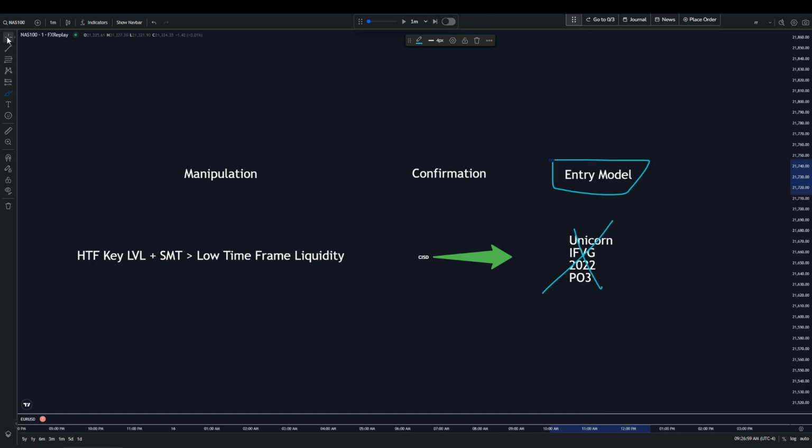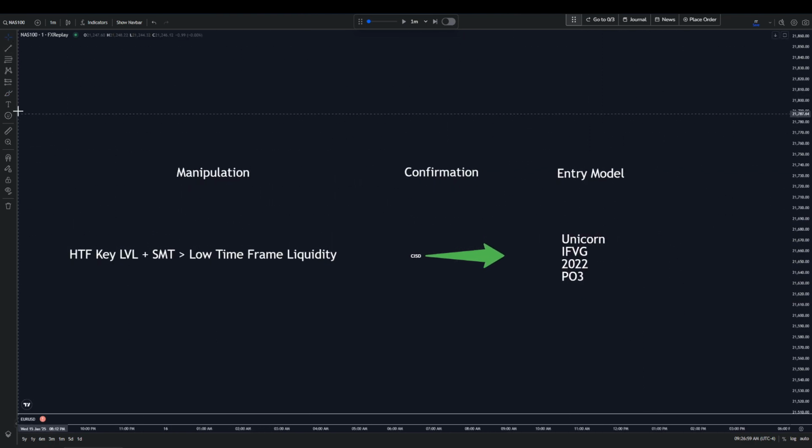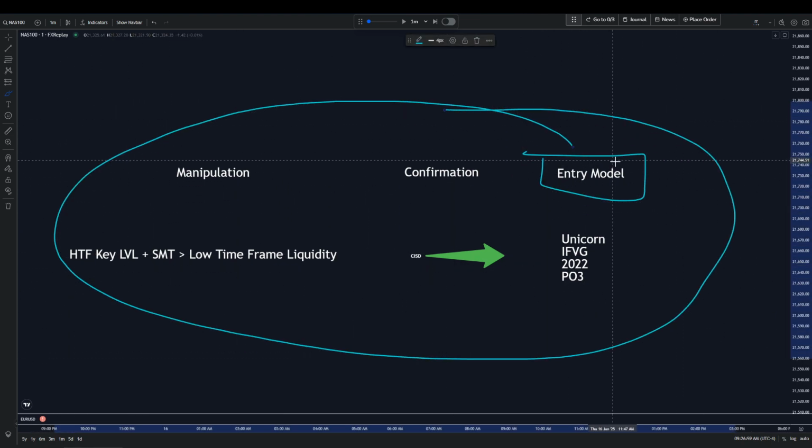You don't even know what your problem in trading is, right? If you're using the unicorn model and it's not working out, switching to an IFEG entry is not going to work, and that is because it is an entry model. The entry model is a very small piece of an overarching system you need in place, okay?